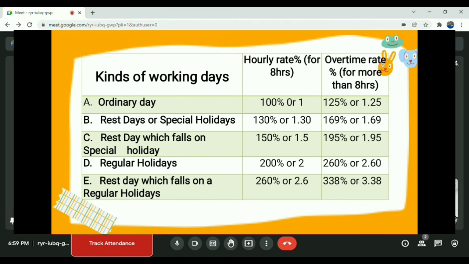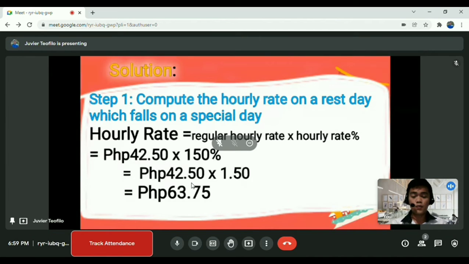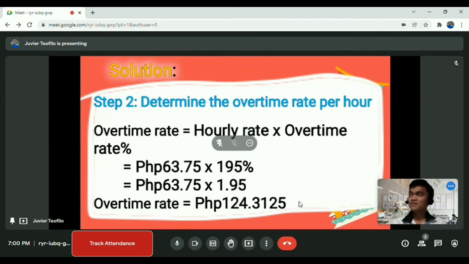So, let's go back. We have here 42.50 multiplied by 1.50 is equal to 63 pesos point 75 centavos in our hourly rate. Again, please take note of this. This is our hourly rate, 63 pesos point 75 centavos. So let's have step number 2.